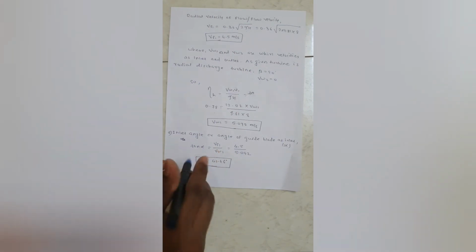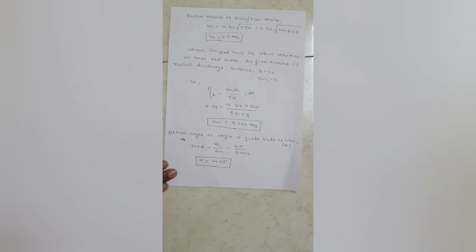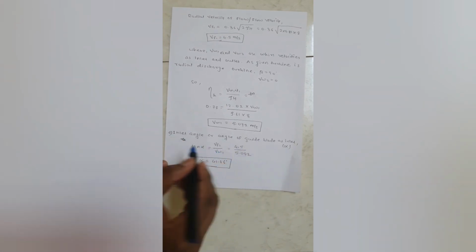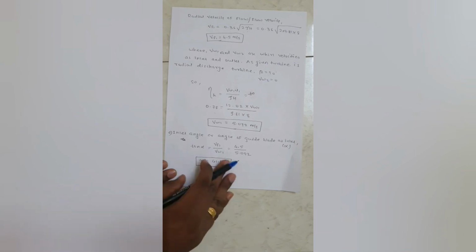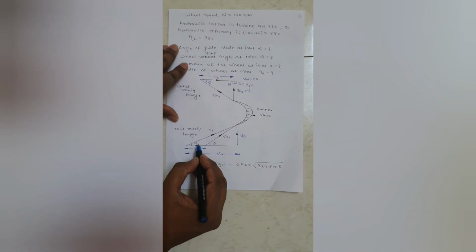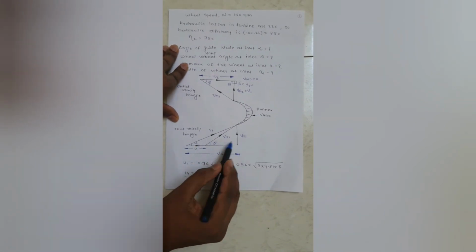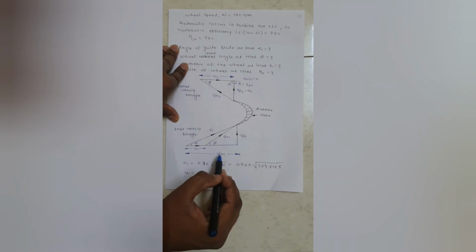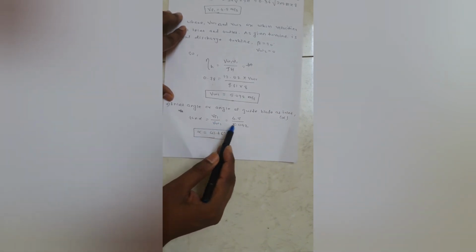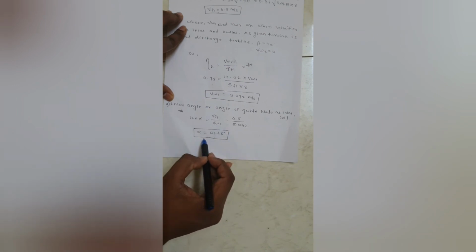First we find out the inlet angle, or angle of guide blade at inlet, that is alpha. From the inlet velocity triangle, tan alpha is the opposite side upon the adjacent side. Opposite side is Vf1 and adjacent side is Vw1. So tan alpha is equal to Vf1 upon Vw1, that is 4.5 upon 5.092. Alpha is 41.46 degrees.